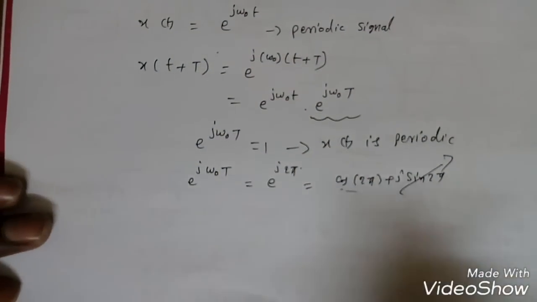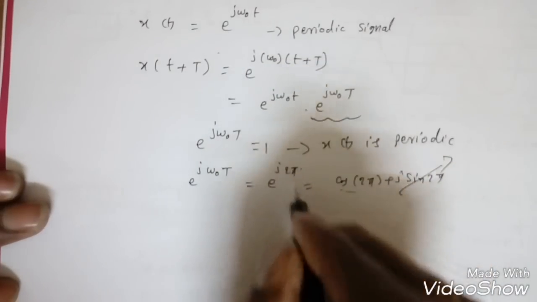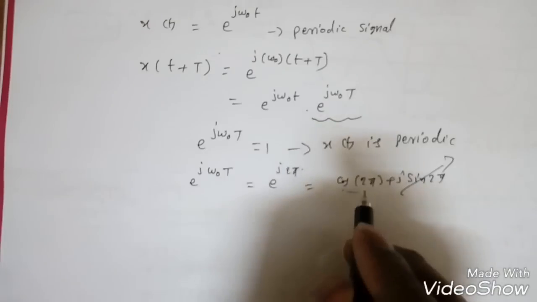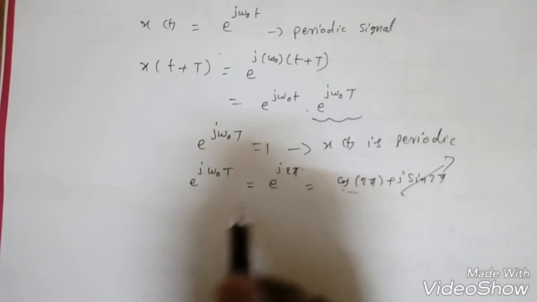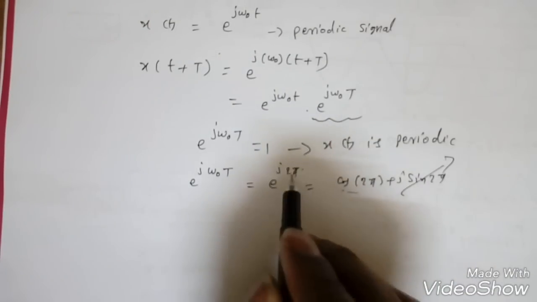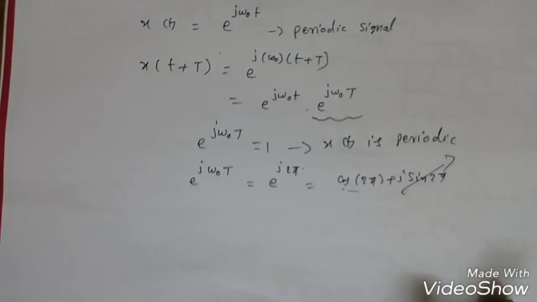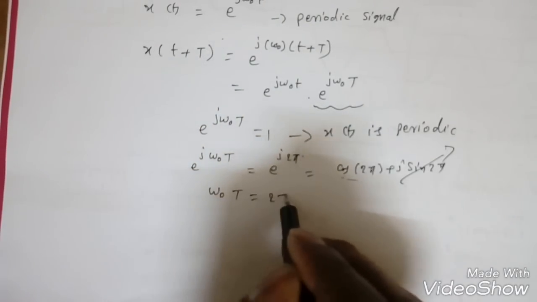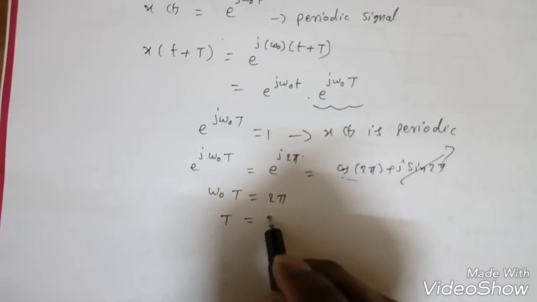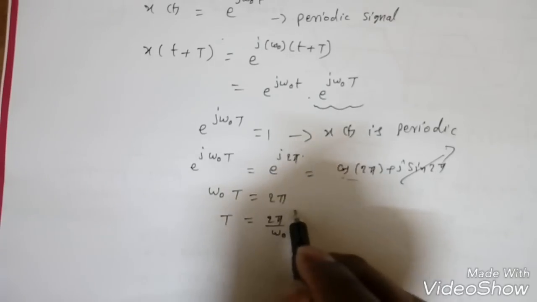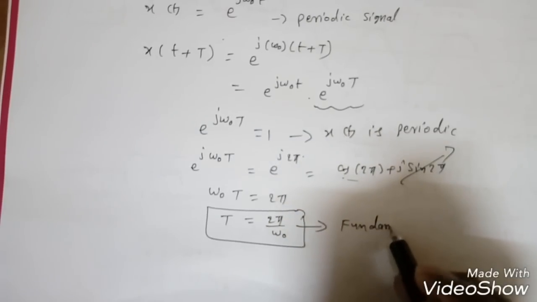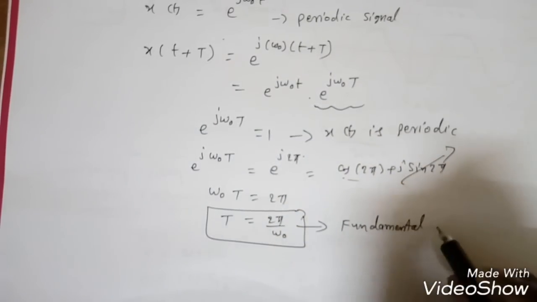The smallest period, or smallest integer, to get 1 is 2 pi. 3 pi is not, nor 4 pi, etc. So what is omega naught? Omega naught t is equal to 2 pi. So what is T? 2 pi by omega naught is the fundamental period.